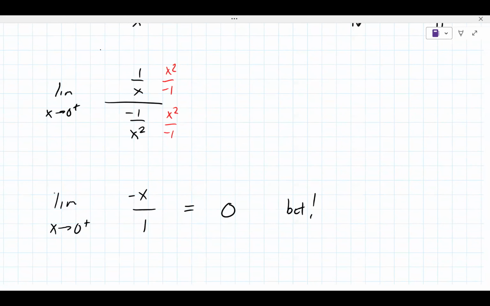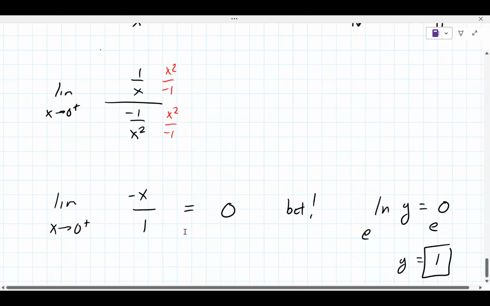But we have the ln. So it was really that the natural log of y equals zero. So you have to take e to both sides, so y equals one. So your limit is actually one. This last step is often forgotten. Does that make sense? Okay.